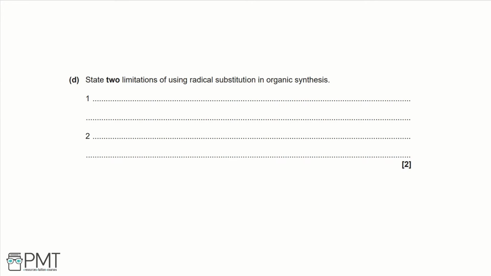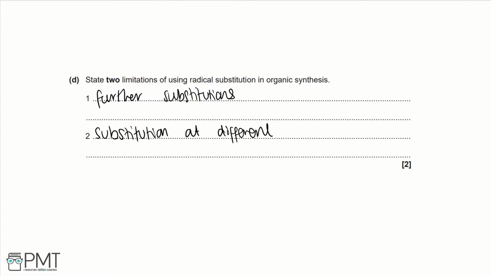D. State 2 limitations of using radical substitution in organic synthesis. So our first limitation of radical substitution is that you can have further substitutions, and you keep substituting on your hydrocarbon chain until all the hydrogens are replaced with a halogen. Also, your second limitation is that the substitution could happen at different positions along the chain, so you might not always get the product that you want coming off at the end.